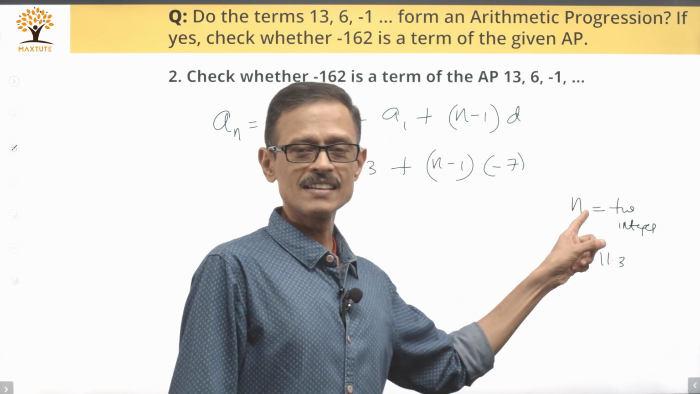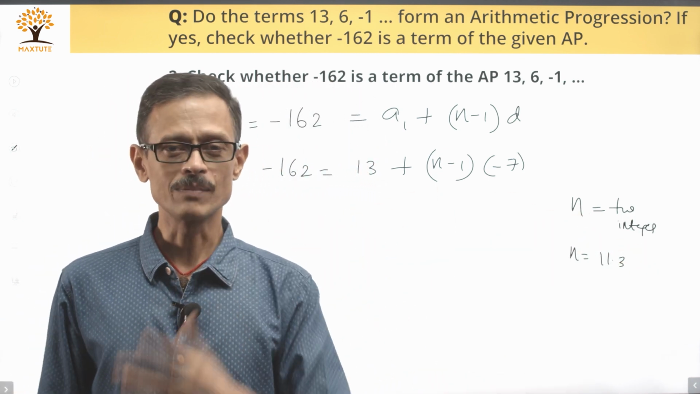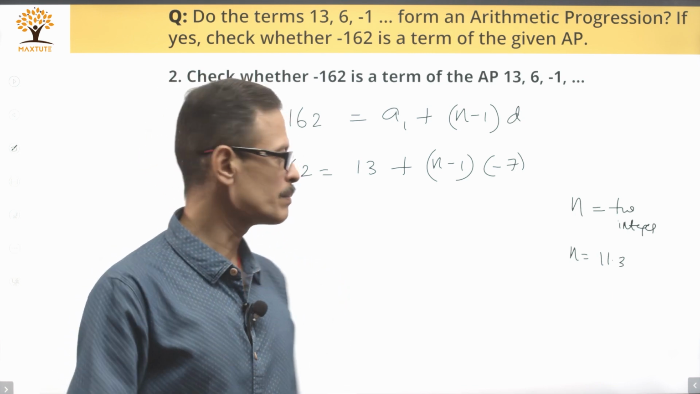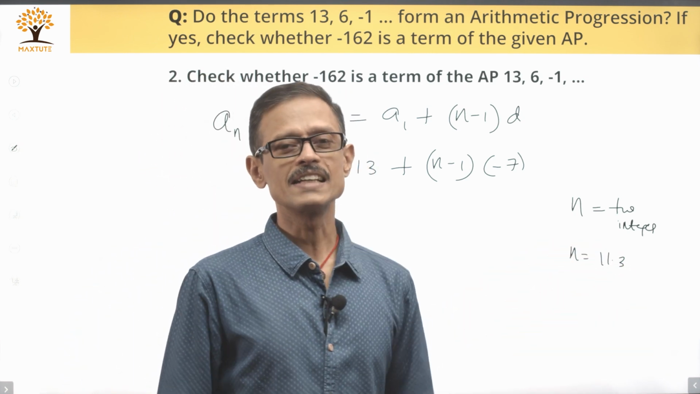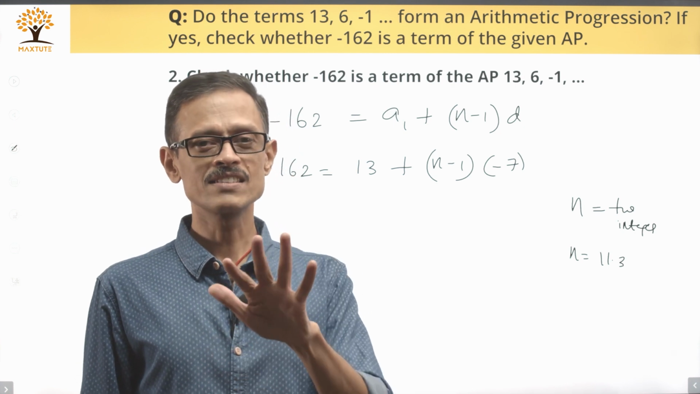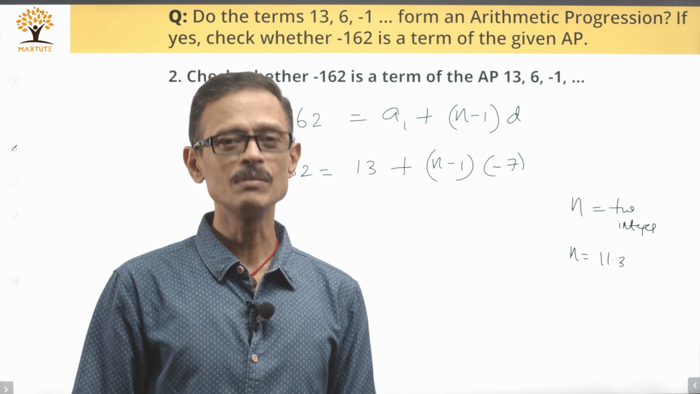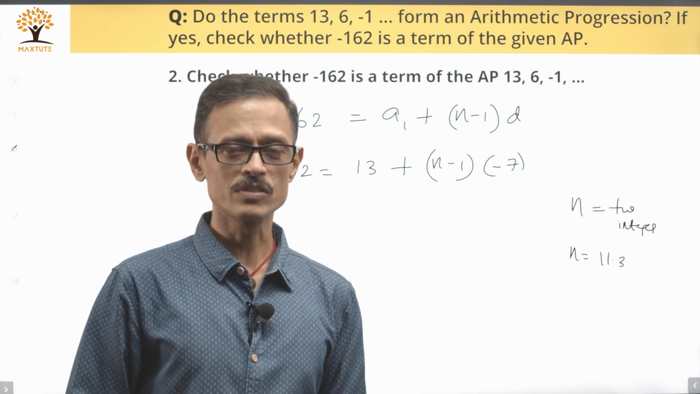So, if n is a positive integer, then minus 162 is that nth term. It could be the 29th term, it could be the 43rd term. But if n ends up being something like 11.3, then it essentially points to the fact that minus 162 is the 11.3rd term, but there can never be an 11.3rd term, which means minus 162 is not a term of the sequence.